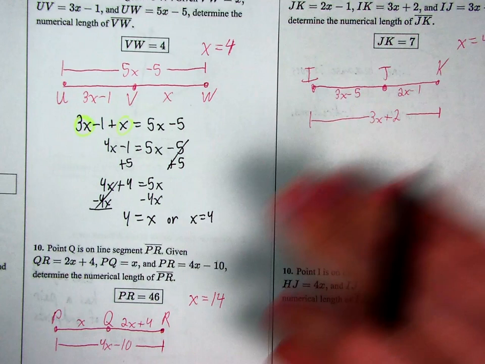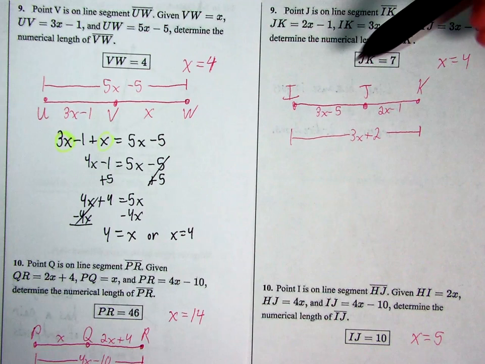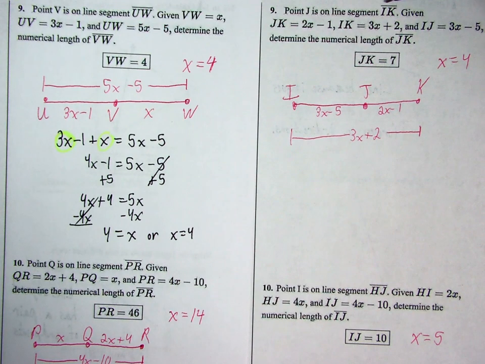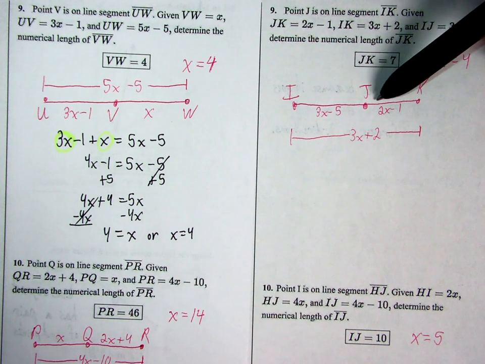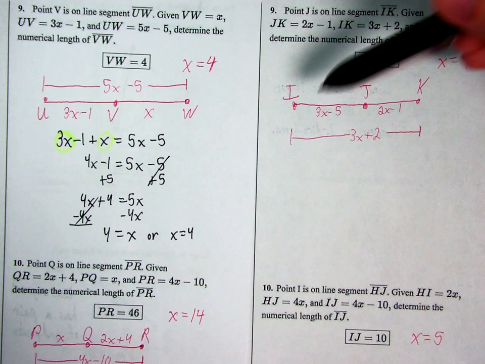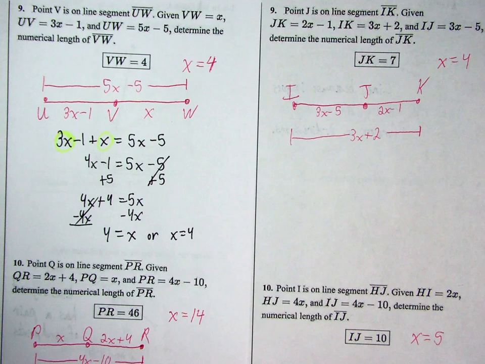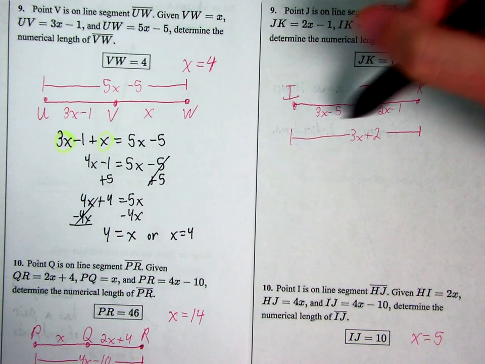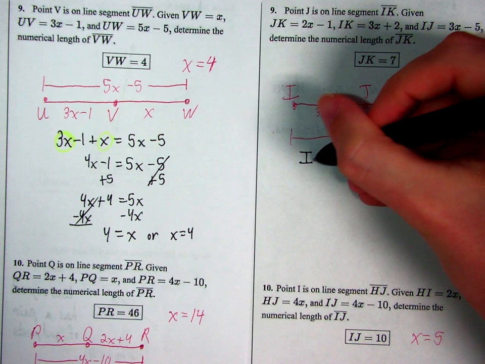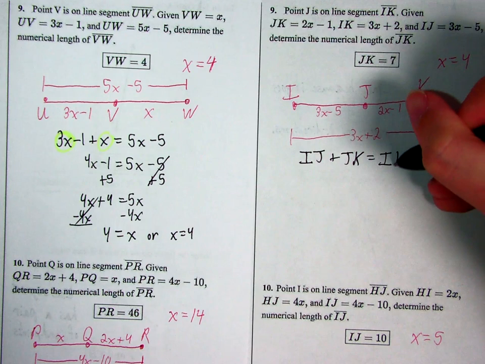Let's see the same idea with number 9. We drew our picture, I to K, with a point J somewhere on it. We labeled J to K as being 2x minus 1, I to K is 3x plus 2, and I to J is 3x minus 5. And we write an equation about this picture. IJ plus JK should make IK. We're just using the segment addition postulate. IJ plus JK should equal I to K.